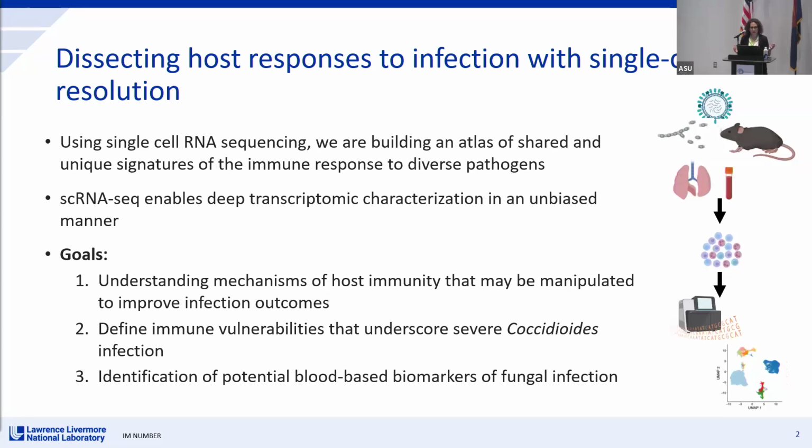Our overarching goals with this amassing of data are, broadly speaking, to understand mechanisms of host immunity that could be manipulated to improve infection outcomes. Specifically, as it relates to Coccidioides infection, we're interested in better defining the immune vulnerabilities that underscore severe infection, as well as identifying potential blood-based biomarkers of fungal infection that could distinguish it from other types of respiratory infections.